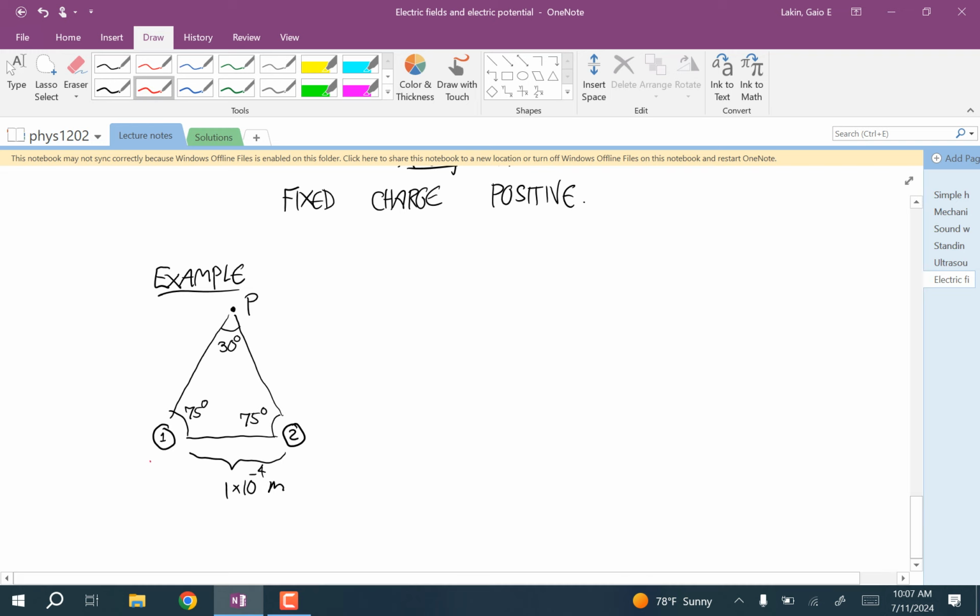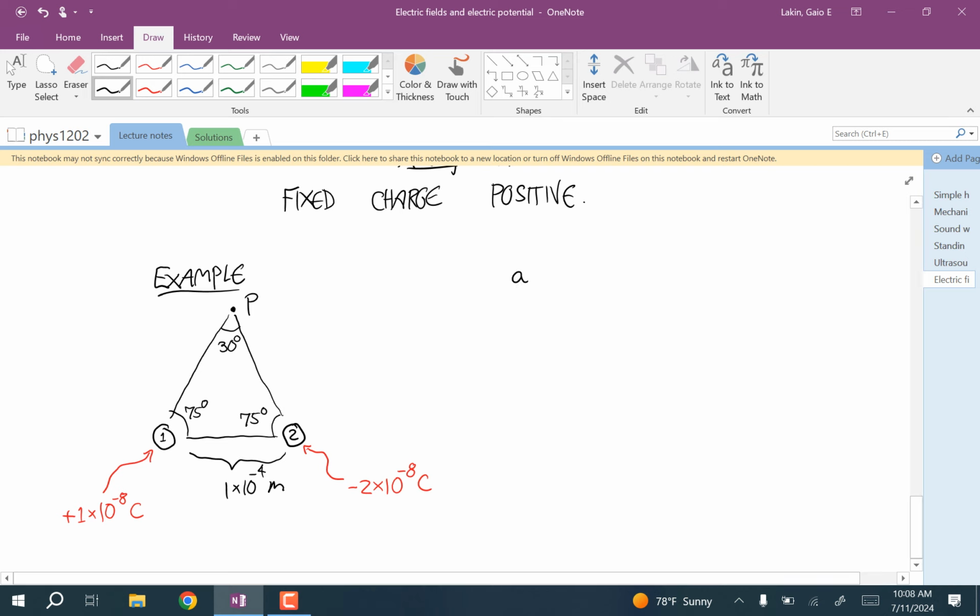And the charge at 1, we're going to say is positive. So let's call this positive 1 times 10 to the minus 8 coulombs. And the charge of the second one is negative 2 times 10 to the minus 8 coulombs. So this second fixed charge has twice the magnitude of the first fixed charge, and they have opposite signs. So you could think of charge number 1 as made of protons, charge number 2 as made of electrons.